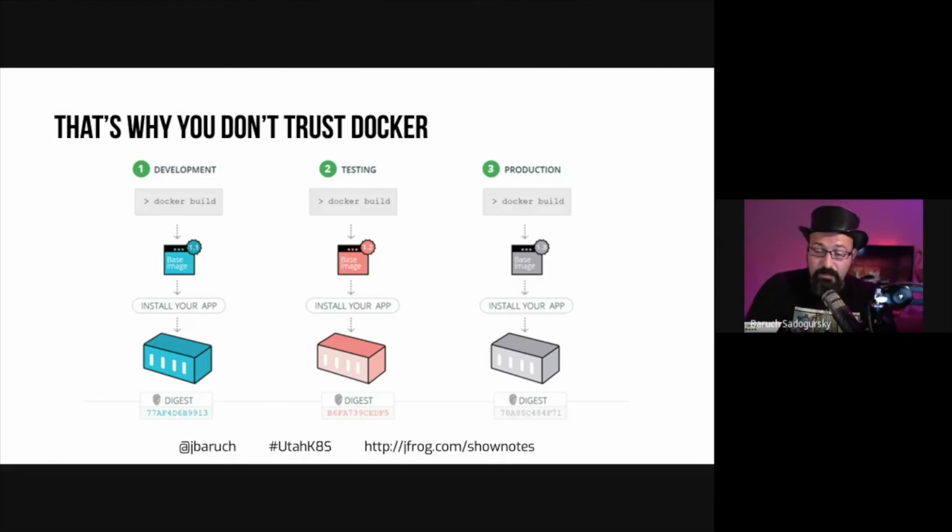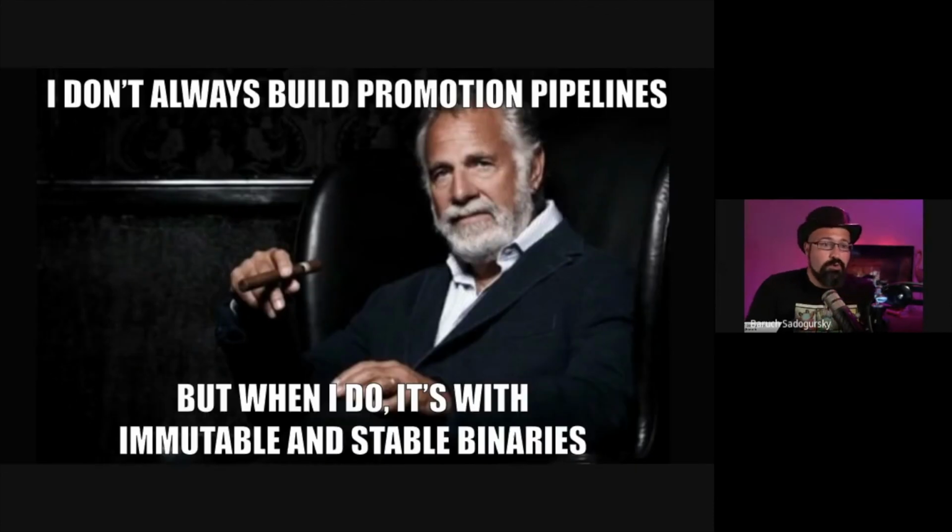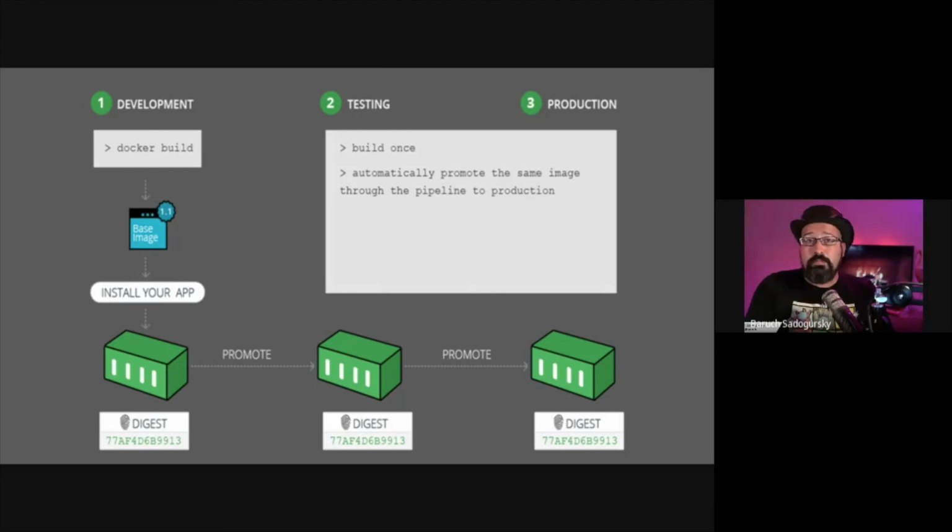So let's solve it. Let's build a promotion pipeline that promotes immutable and stable binaries instead of rebuilding every time. How do we do that? We build once, and then we promote the same image through those quality gates that are here, promote, promote, promote, all the way to production.